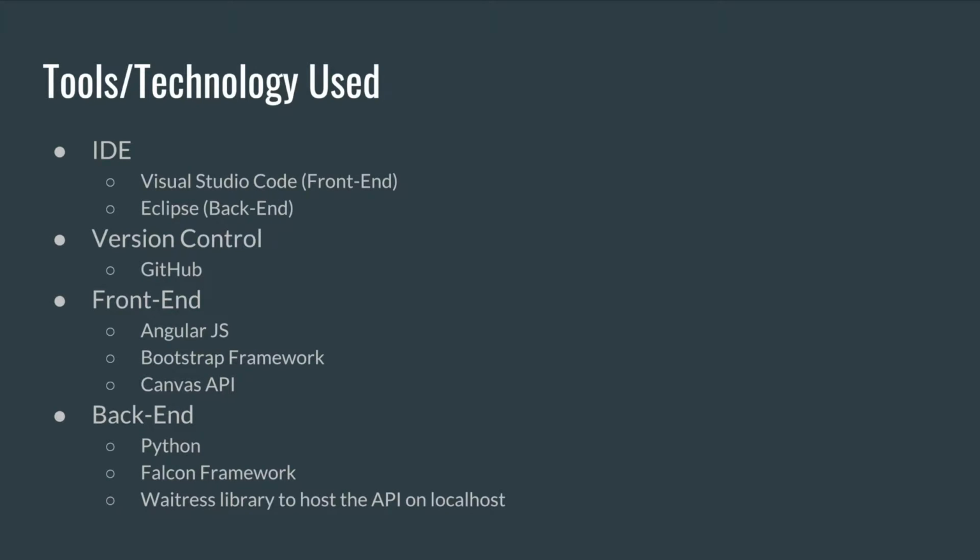So for this project, we used a lot of tools and technologies. For the IDE, we used Visual Studio Code for the front end and Eclipse for the back end. We also did some version controlling and used GitHub for that. Some software we used for the front end was AngularJS, Bootstrap, and Canvas API. And for the backend, the software we used was Python, Falcon Framework, and Waitress Library to host the API on the localhost.